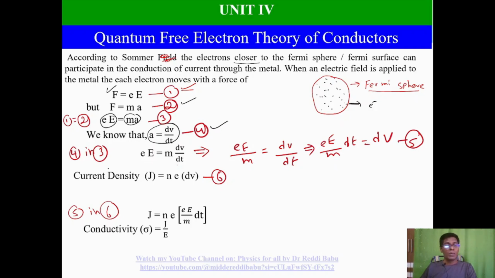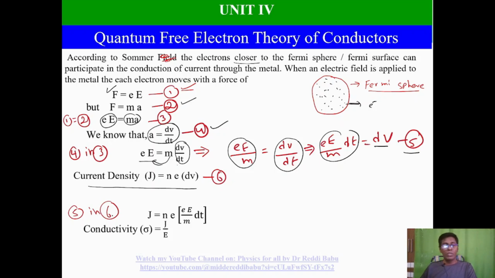Now substitute the fourth equation in the third equation: eE is equal to m into dv divided by dt, in the place of acceleration. Sending m to the left hand side, it becomes eE by m is equal to dv by dt. Rewriting, eE by m into dt is equal to dv, equation number 5. Already we know that current density J is equal to Ne into dv. It is the sixth equation.